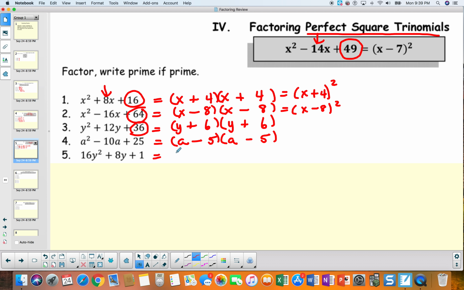All right, I'm going to do the last one, and again, this is a perfect square and this is a perfect square. So this is going to be 4y, 4y, 1, 1. Everything's positive, so everything will be positive here. And we can write this as a square, and that's a perfect square trinomial.